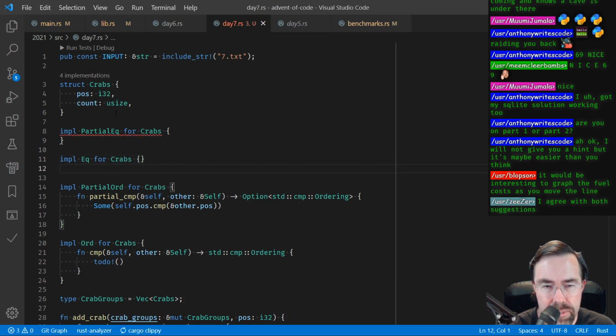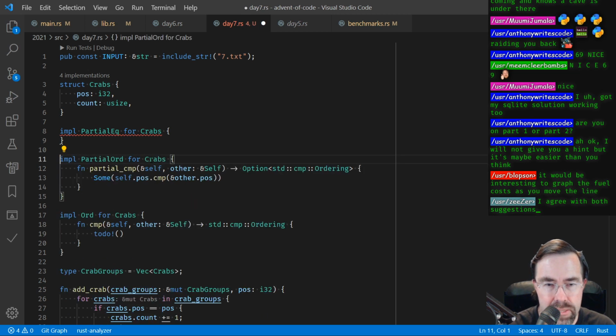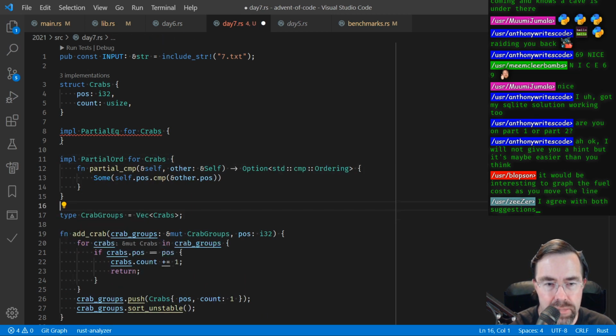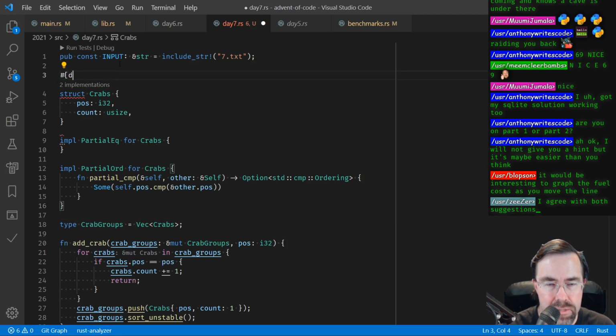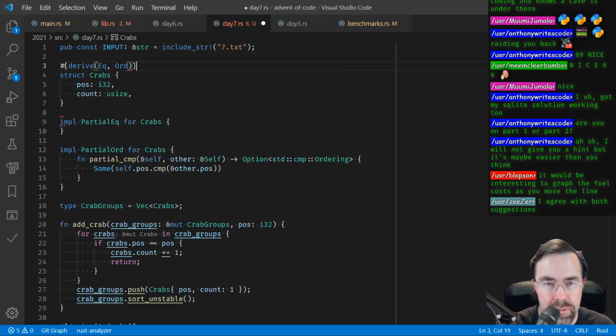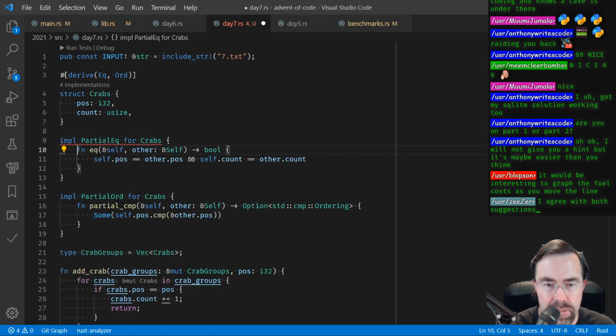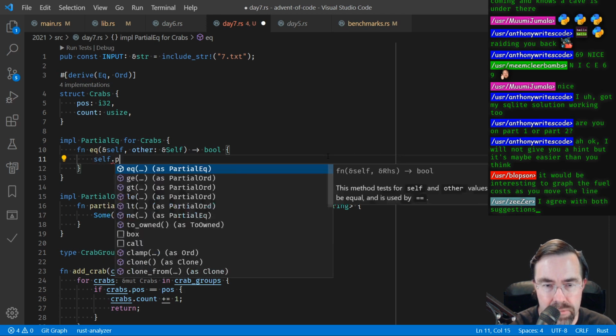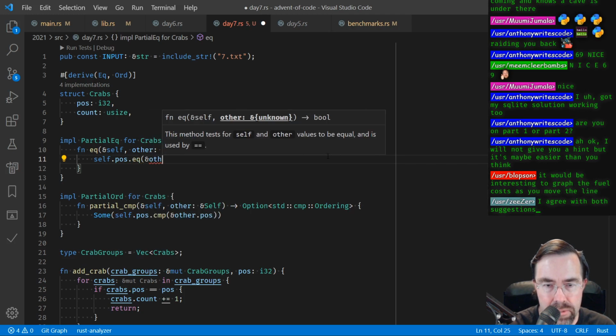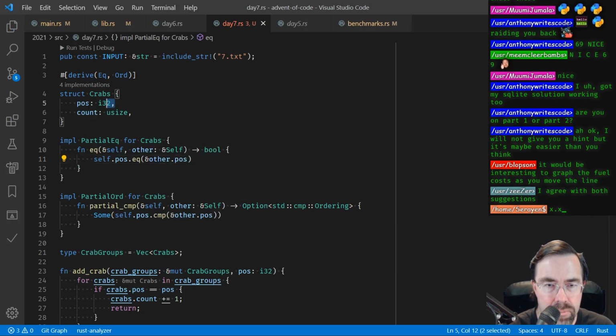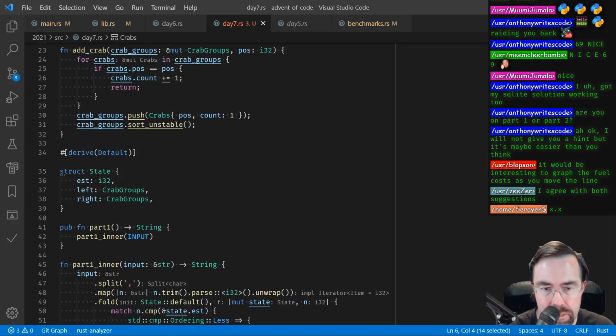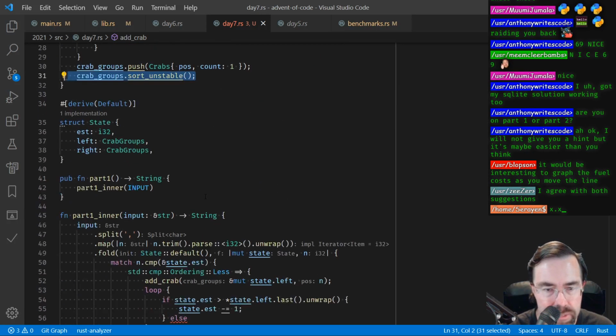Oh, wasn't there like a placeholder, like you just say that they're equal if you implement partial equal? So you can say derive equal and ord. If I remember right, you can just say that. And then, yeah, we just want to say sum. No, it's a Boolean. There's no sum. Self.position dot equal other position. We only want the position to be taken into account for sorting, not the count. The count is like auxiliary data. Okay, so now that works.